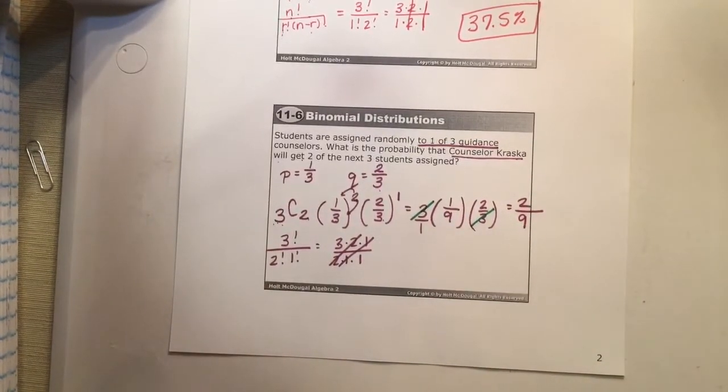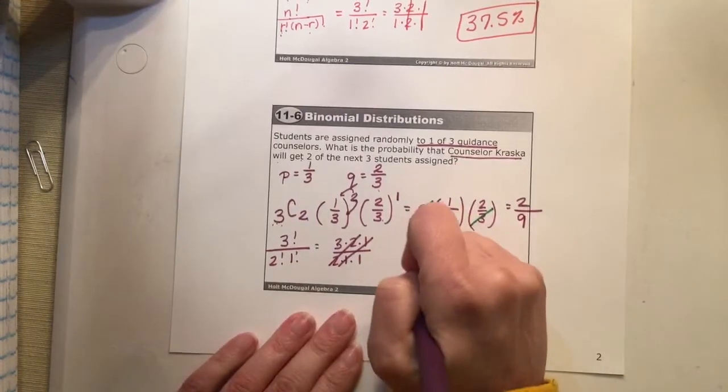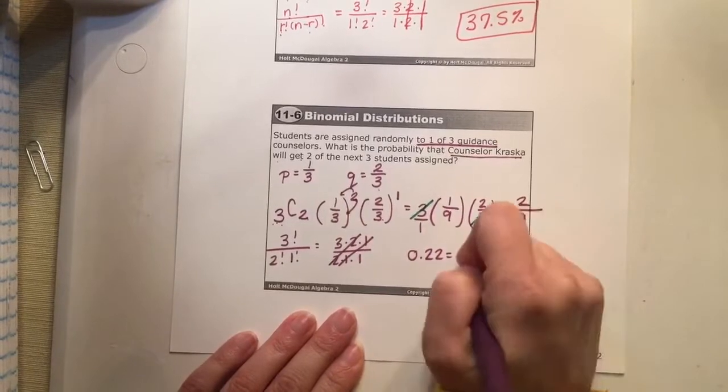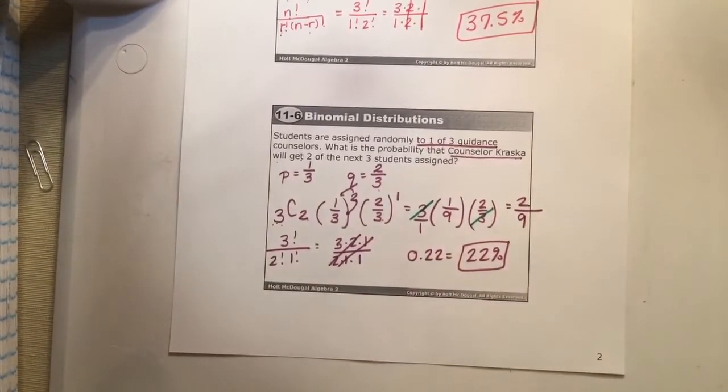So I would have 2 over 9. If I go ahead and divide them, 2 divided by 9 is 0.22. So there would be a 22% chance that in that school, if there were 3 new students, exactly 2 of those students would be assigned to Counselor Kraska.